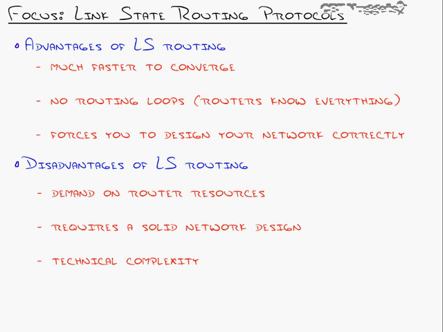There's no routing loops because the routers have a complete roadmap of the network, which we'll see as we dig deeper into OSPF. So they don't ever get confused. They don't ever need loop prevention mechanisms. If you've got a roadmap, there's no chance that you're going the wrong direction unless you don't know how to read a map.